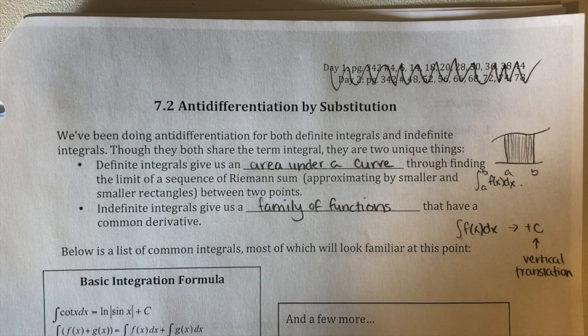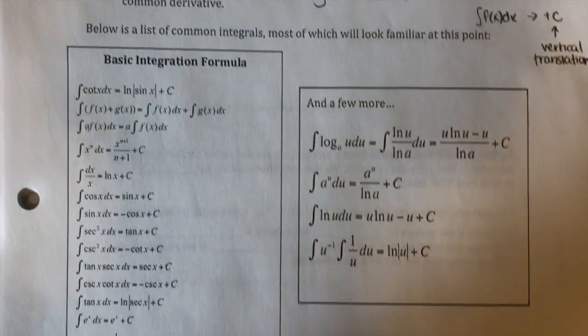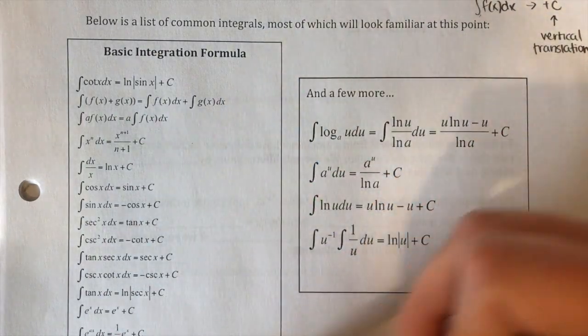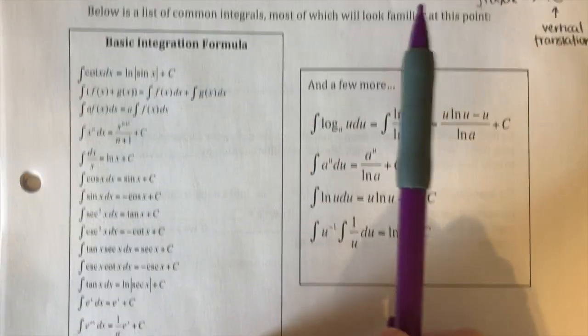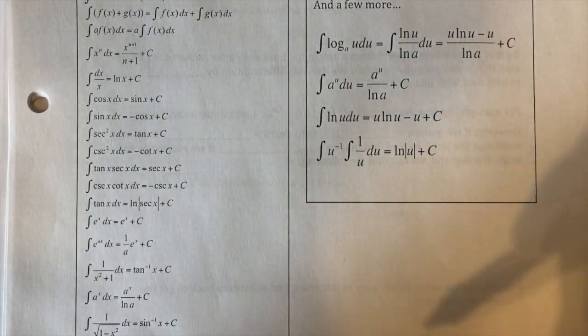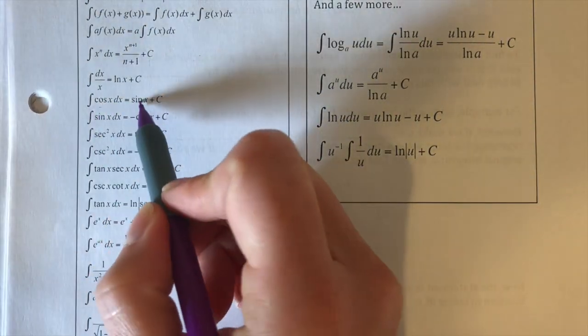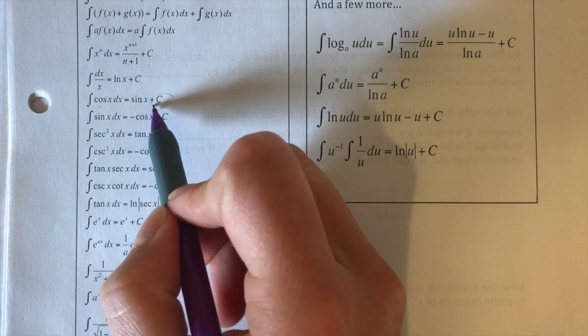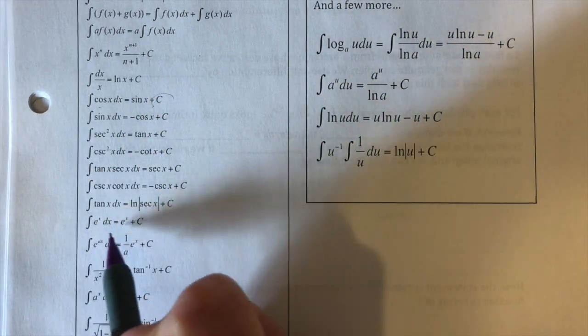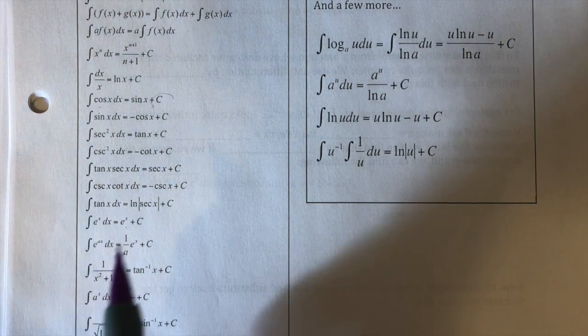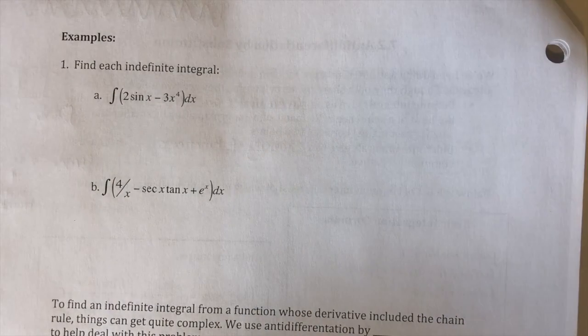Okay, so below is a list of common integrals, most of which will look familiar. I went through this, not in a ton of detail yesterday, but hopefully in enough. So the integral of cos, for example, is sine x plus a constant. The integral of e to the x is e to the x, so it's basically the opposite of a derivative. Okay, so a couple examples.